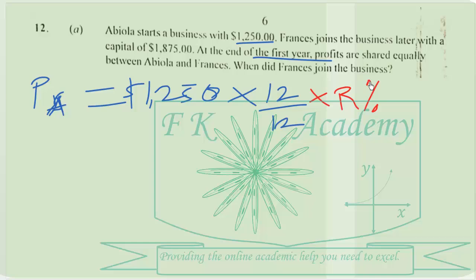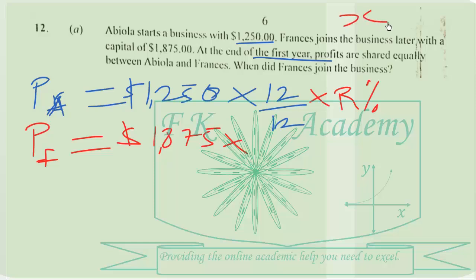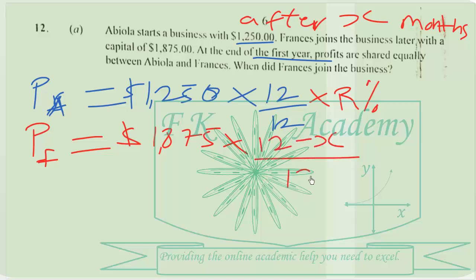Then the profit of Frances will be equal to 1,875 times, let's say that Frances joined the business after X months, after Abiola started the business. Then her time of stay will not be 12 months, but will be 12 minus X months, all over 12.